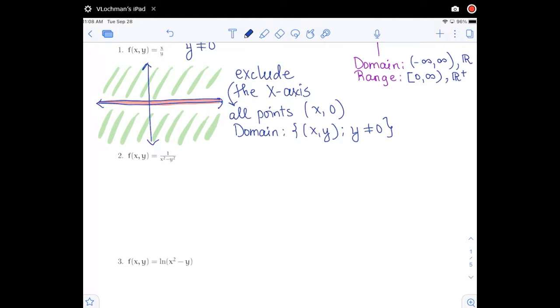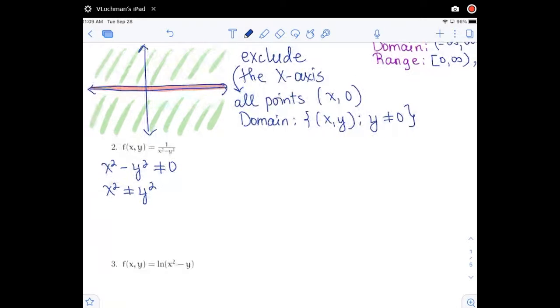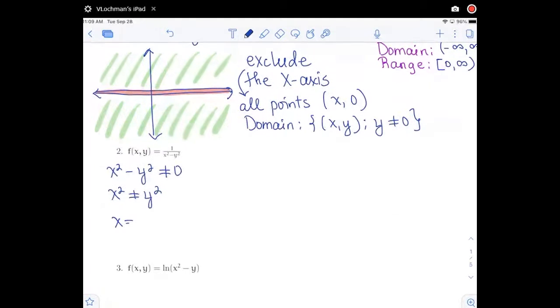We need to figure out the values of x and y so that we don't have division by 0. Okay, so this would be x squared minus y squared is not equal to 0. We don't want that to happen. Okay, so x squared not equal to y squared. And here we have to be careful. This means what? x is not equal to y, and x is not equal to negative y. Okay, there are two cases here to consider. All right, so we can't forget about that negative. So what does that look like?